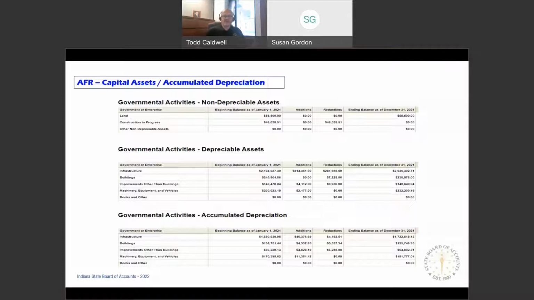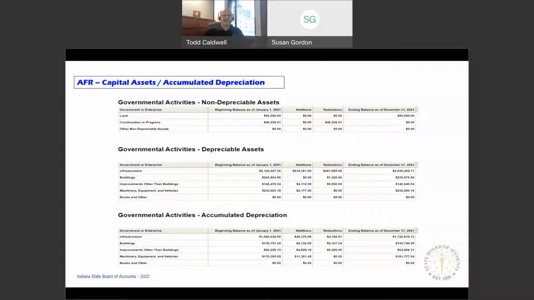Let's say you're building a community center and you won't want to move it out of construction in progress until it's no longer in progress and it's finished. And so you're able to use it. So that's why there's an amount in the reduction column of the same amount, 46,038. So by the end of 2021, this unit didn't have any construction in progress.